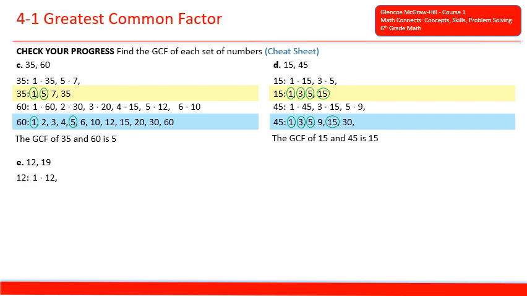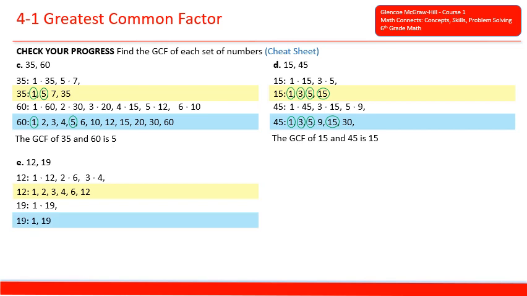12 and 19. So 12 is 1 times 12, 2 times 6, 3 times 4. And we'll list those factors from least to greatest. And 19 is 1 times 19. So those are the only two factors of 19 because 19 is prime. And that makes, if we circle the common factors, the greatest common factor of 12 and 19 is 1.